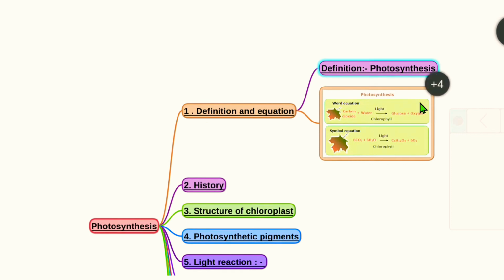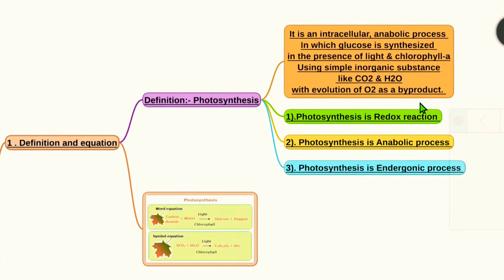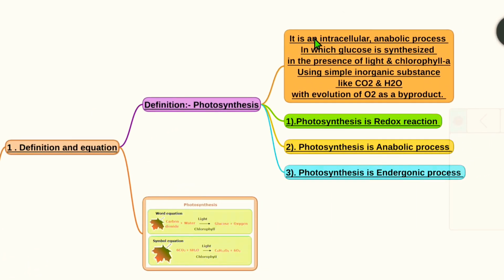See the definition of photosynthesis. It is a large but simple definition. It is an intracellular anabolic process in which glucose is synthesized in the presence of light and chlorophyll A, using simple inorganic substances like carbon dioxide and water, with the evolution of oxygen as a byproduct.